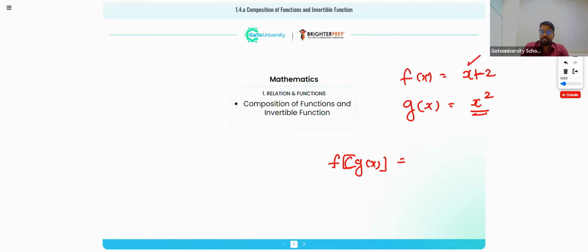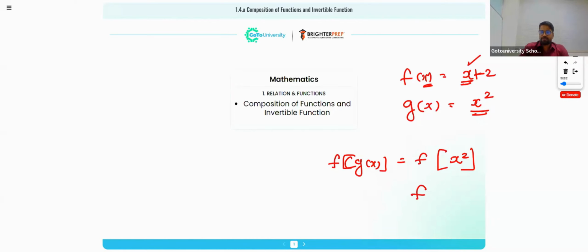Now, if I want to find f of g of x, I'm going to write first g of x in this place. In the place of x, we are going to replace here x square. Then what is f of x square now? F of x square is actually x square plus 2. But effectively, this is f of g of x.